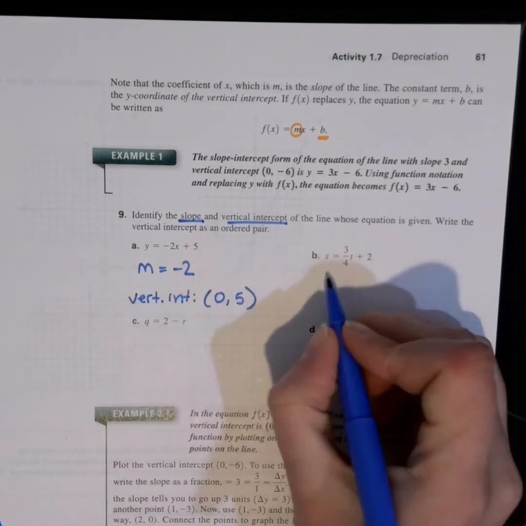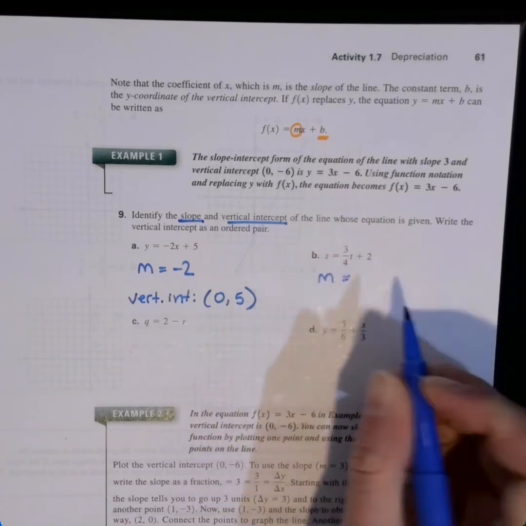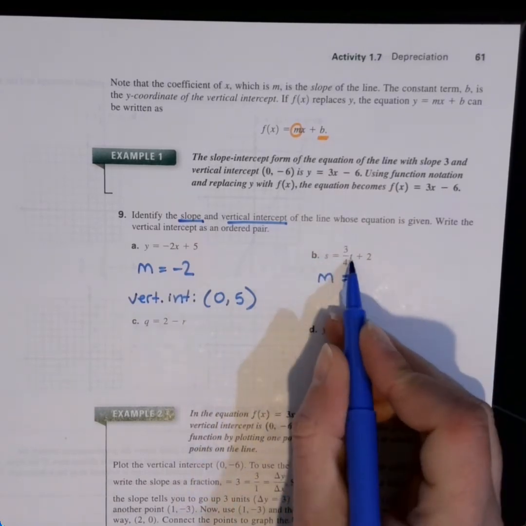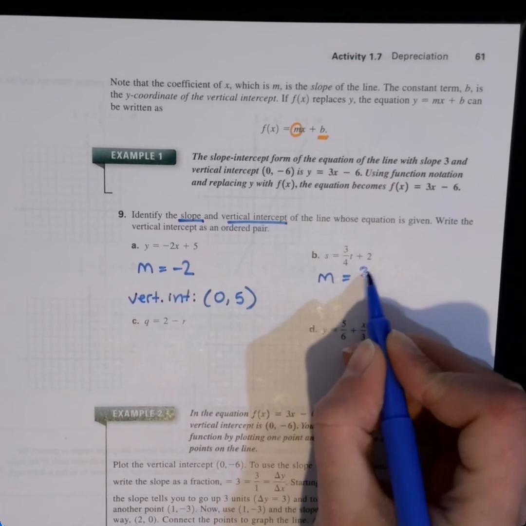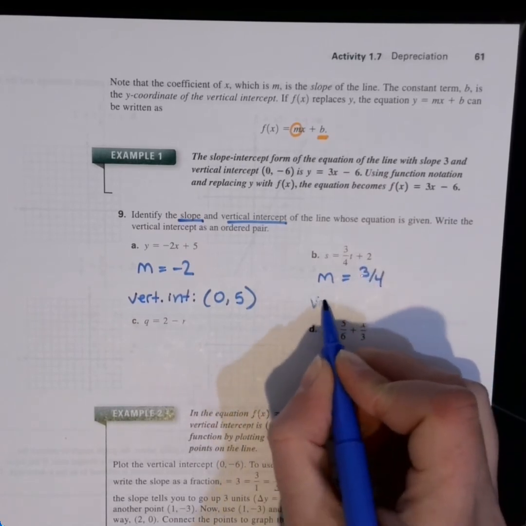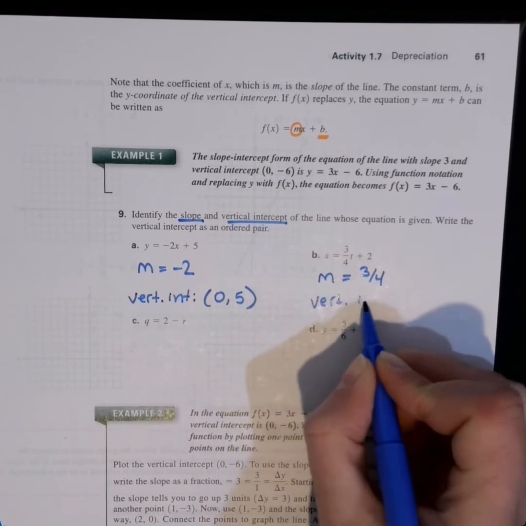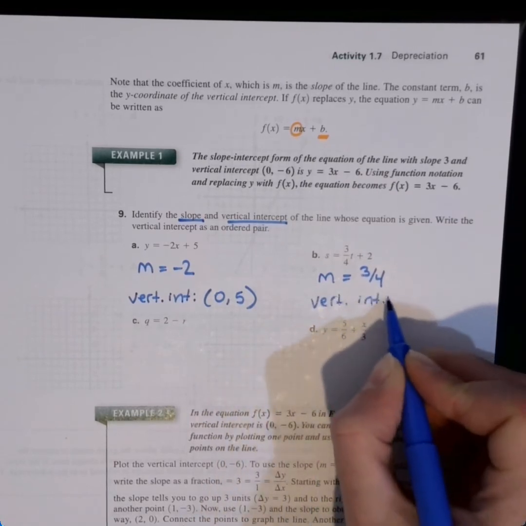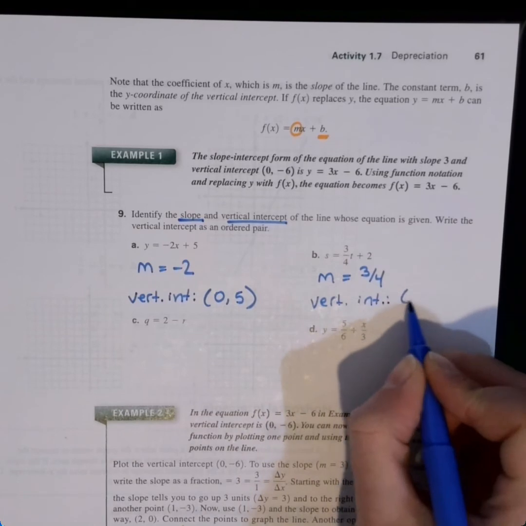Right, so continuing. The slope is the coefficient of the variable. The variable is t. Its coefficient is 3/4. And the vertical intercept is, 2 is the value, so (0, 2).